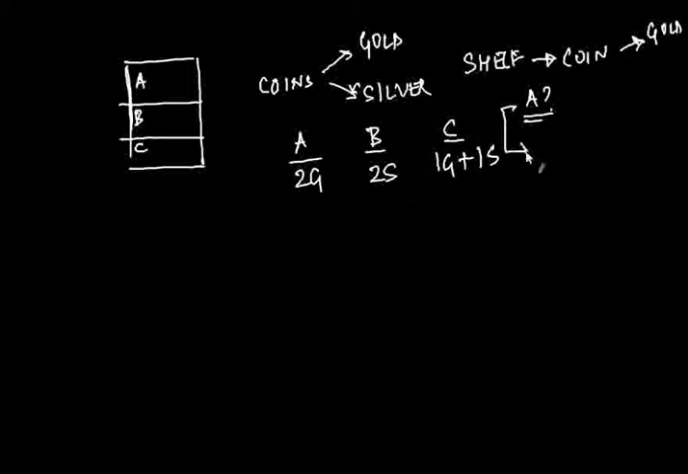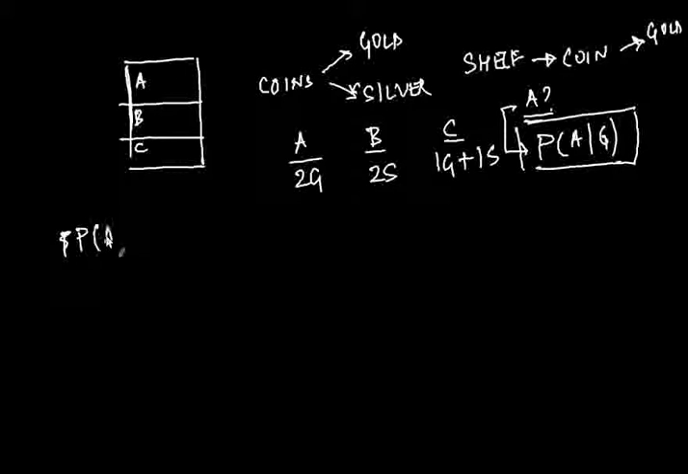If I were to write the probability expression for this, what I'm looking for is the probability that the coin came from A given that it's a gold coin. So this is the probability I'm looking for. Now there are some obvious questions. What's the probability that a coin came from shelf A? Well, that's just the probability that shelf A was picked.